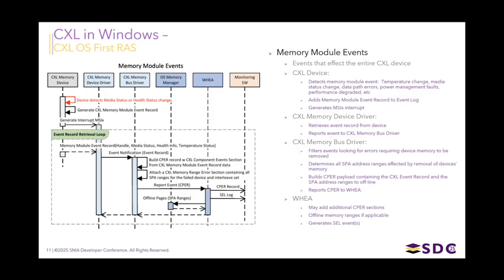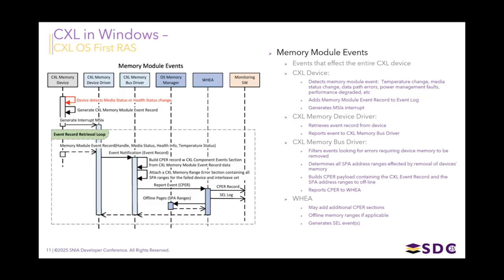So in this case, it's a very similar path. The memory device driver is going to retrieve the event records, and it's going to report the event to the CXL memory bus driver. The bus driver will filter the events, looking for ones that are unique or that require the device memory to be removed.